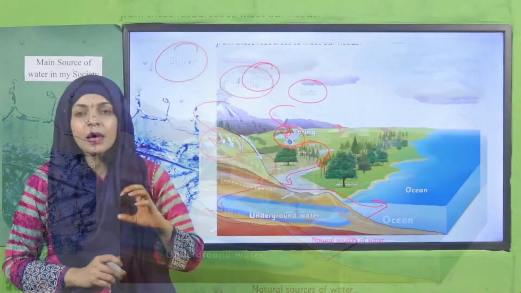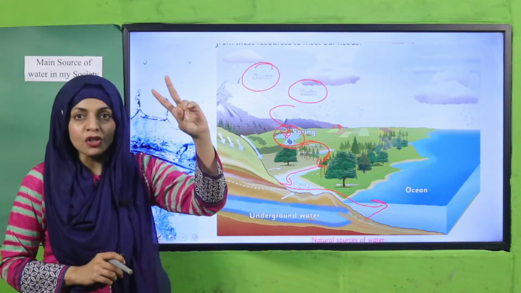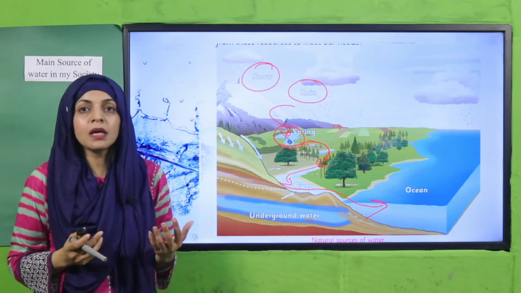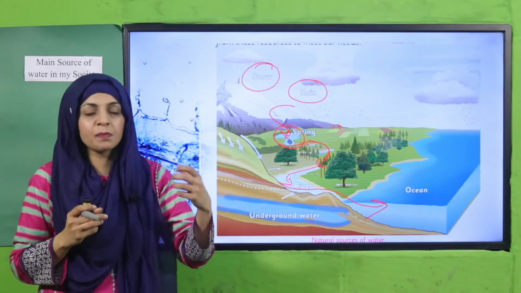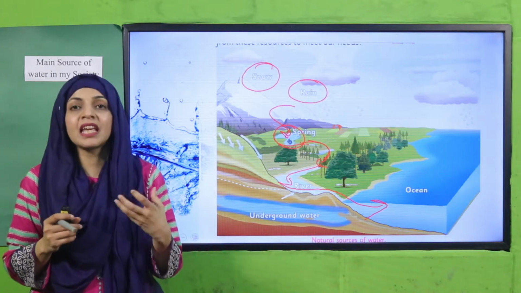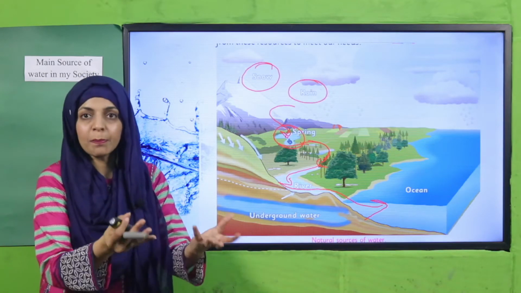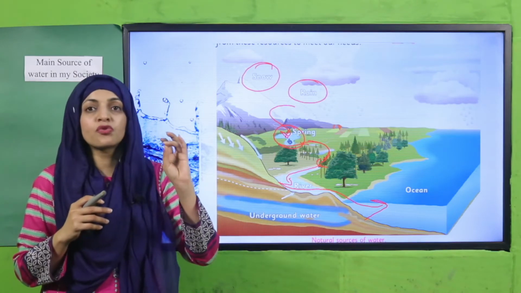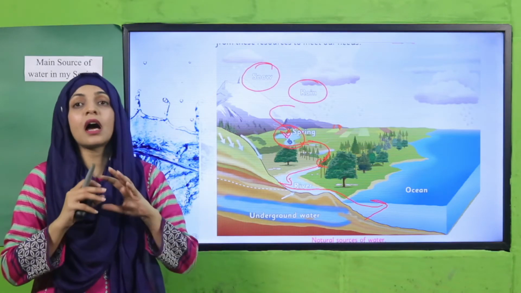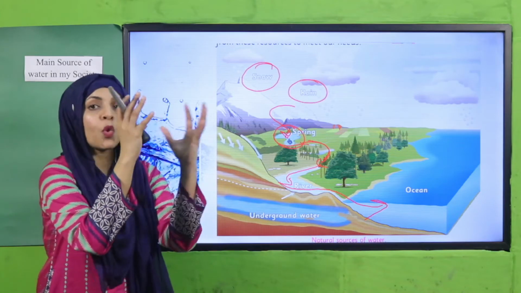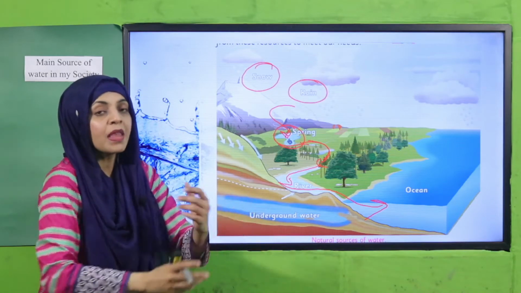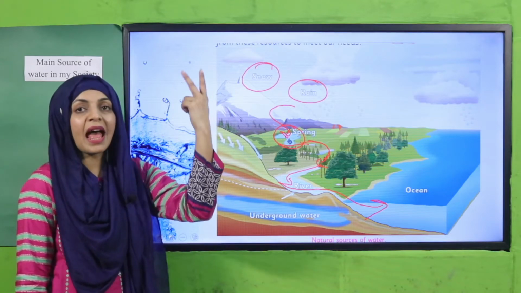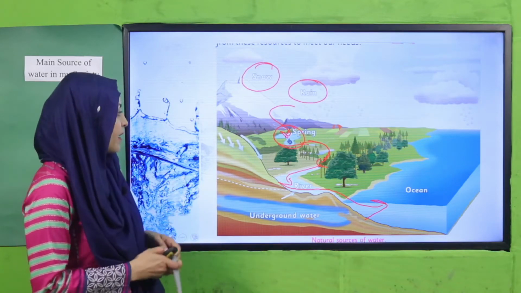Main source क्या है? बर्फ और बारिश. और फिर ये जब इकट्ठा हो जाता है जमीन पर, जैसे कि स्प्रिंग्स में, स्प्रिंग कहते हैं चश्मे को जो कि जमीन से फूटता है, lakes में, rivers में, streams में, oceans and seas, these are all resources because water is stored here. ठीक है, लेकिन main source क्या है पानी का? Water, rain and snow. Very nice.